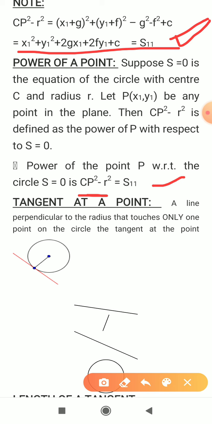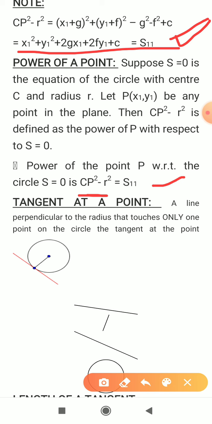If P is an internal point of the circle, we know S11 is less than 0. That means S11, which is the power of the point, is less than 0. If the point P is an external point of the circle, S11 is greater than 0. That is, the power of the point is positive. If P is a point on the circle, S11 is equal to 0. That means the power of the point is 0. So the power of the point is negative if the point is internal, positive if the point is external, and 0 if the point is on the circle. Okay.